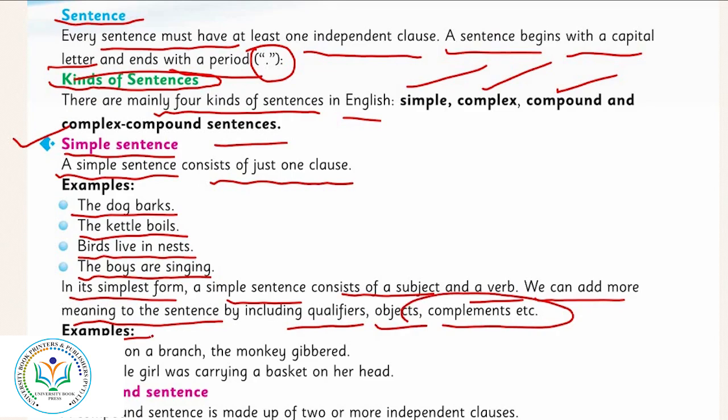Look at the examples here. Sitting on a branch, the monkey gibbered. The little girl was carrying a basket on her head. Here we have simple sentences, which have the full thought.